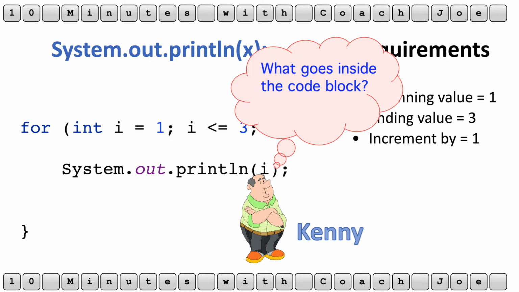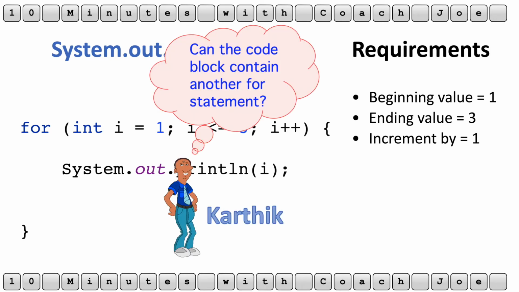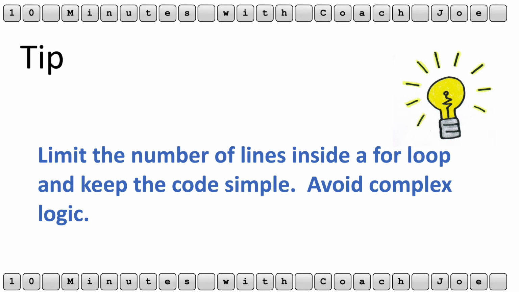Inside the code block can be 0 to many lines of code. There will be a warning if you have 0 lines, so it is recommended to have at least 1 line of code. It is common to assign values, have an if statement, and call other methods. The code block can contain another for statement. This is called a nested for statement. Although I don't have a Coach Joe rule for nested for loops, I will offer this tip. Try to keep the code simple and the number of lines inside the for loop code block to be few.